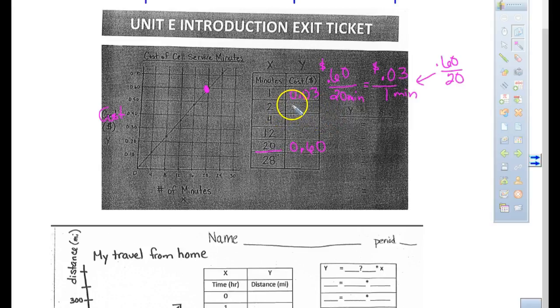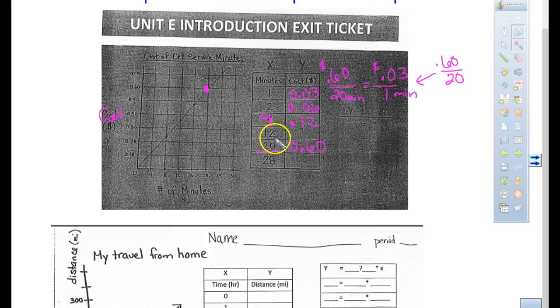How about 2 minutes then? How much? 1 minute is 3 cents. 2 minutes is going to be 6 cents. 0.06. It skips. It doesn't go to 3. It goes to 4. What is it for 4? We're going to take the 4 times what? What's our unit rate? 4 times 0.03, which is 0.12.